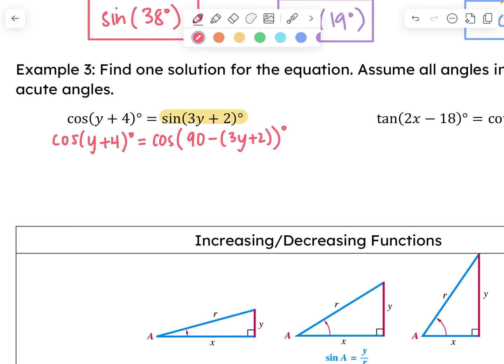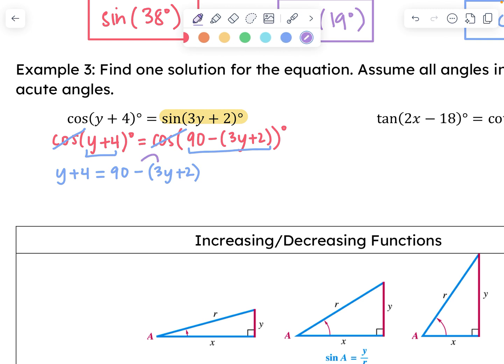Once we get to a cosine equals a cosine, we can do what we did in the last set of notes, where we just look at what was inside of our trig functions. Because if I have a cosine equals a cosine, then whatever's inside the cosines has to equal each other. That means y plus 4 has to equal 90 minus my 3y plus 2. I am subtracting that whole 3y plus 2, so I'm going to distribute that negative. So y plus 4 is equal to 90 minus 3y minus 2.